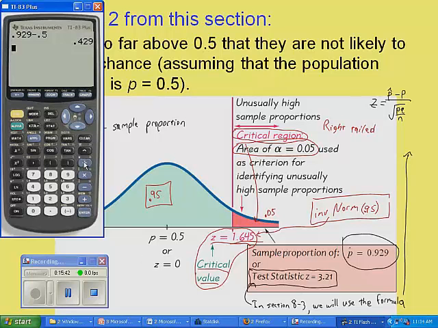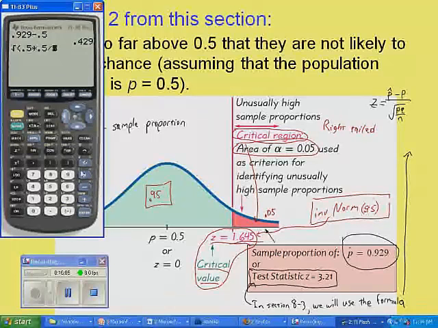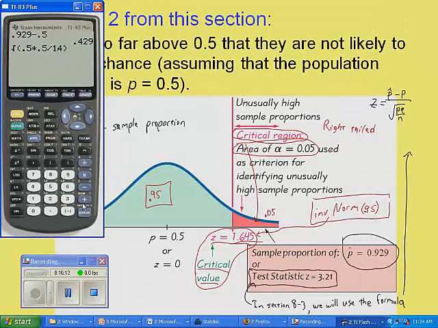And now we need to divide by something. We need to compute the square root of pq over n. So let me compute that. The square root of, now what's p? 0.5. What's q? q is also 0.5. So remember, p and q have to add up to 1. Divided by, now what's n? 14, because that's the size of my sample. All right, so here is some crazy decimal. The square root of 0.5 times 0.5 divided by 14. Okay, so I'll take my 0.429 and I'll divide by that number. Enter. I got 3.21. Good. That's where they got that test statistic.